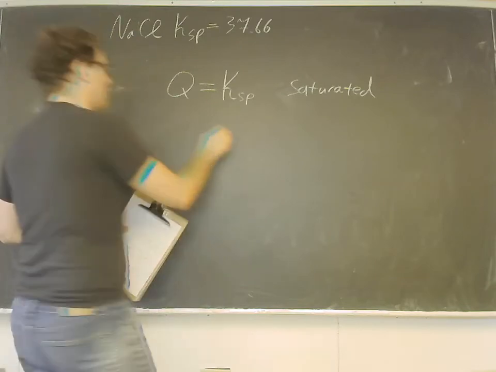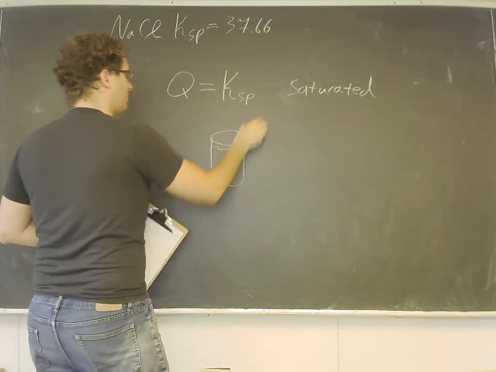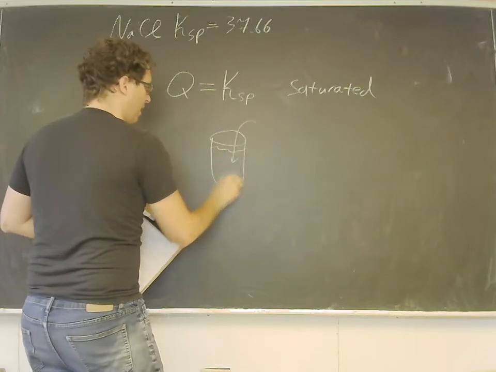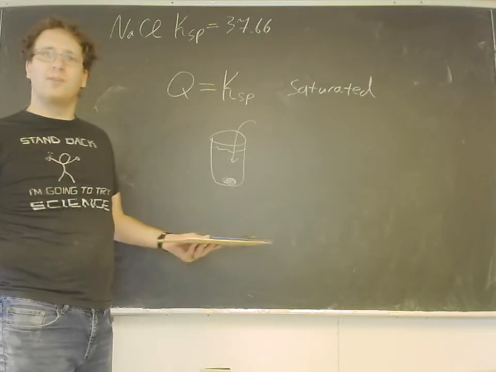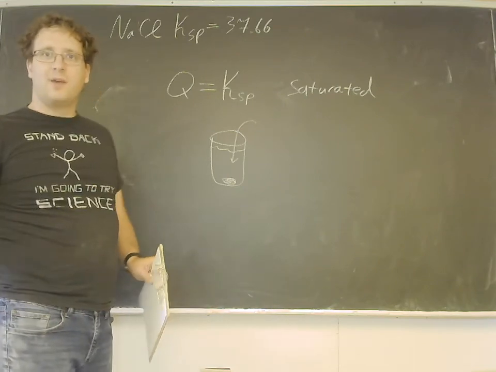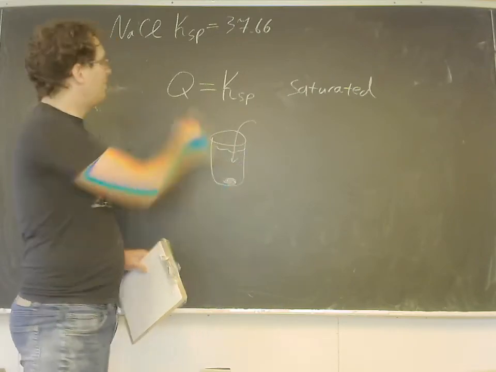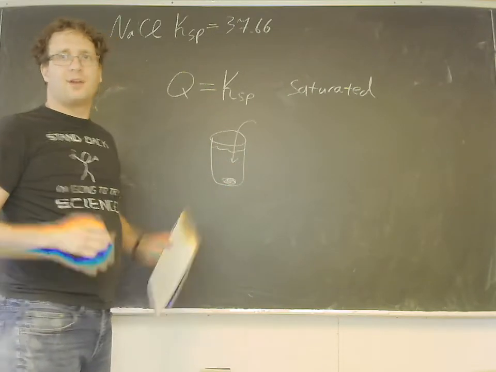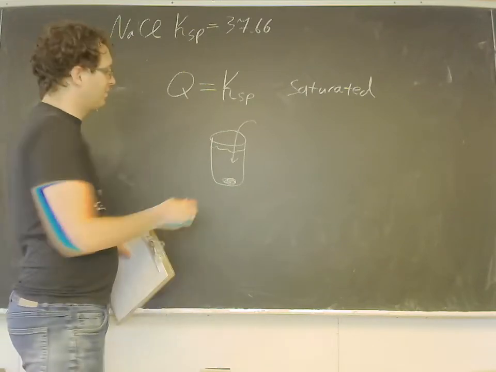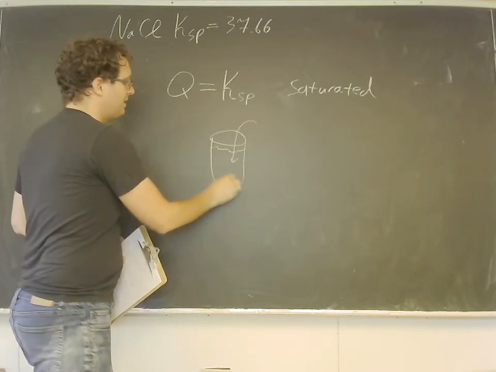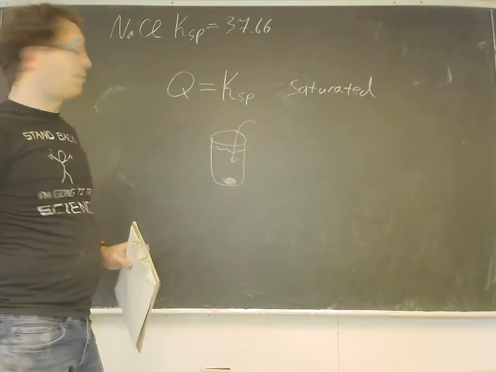So if I have a beaker here, and I add in some salt, and I stir it, and I give it some time, and there's still some salt left undissolved on the bottom, that tells me that the reaction has achieved equilibrium. It would dissolve more salt if it could, but once Q equals K, then the concentrations are going to remain constant from that point onward. And so a saturated solution is usually one that has some amount of the solid left undissolved at the bottom of the beaker.